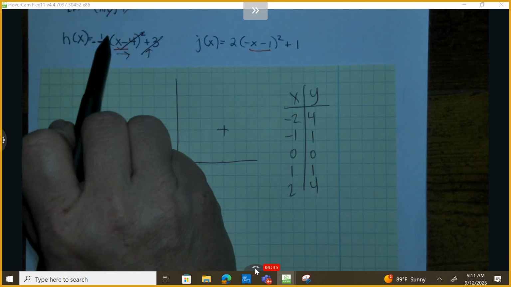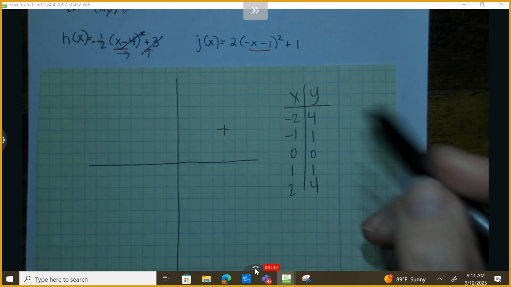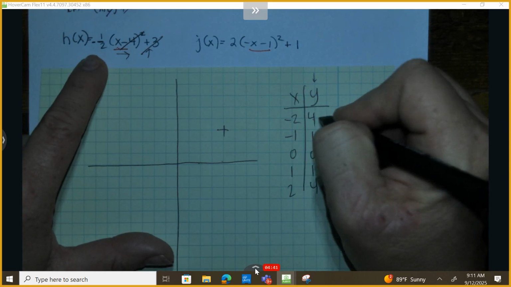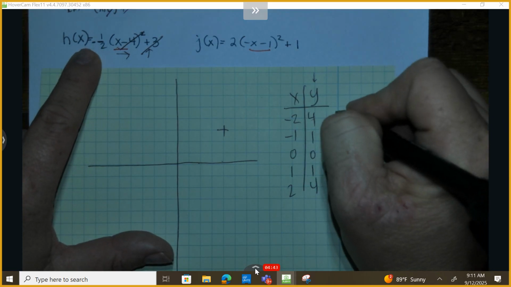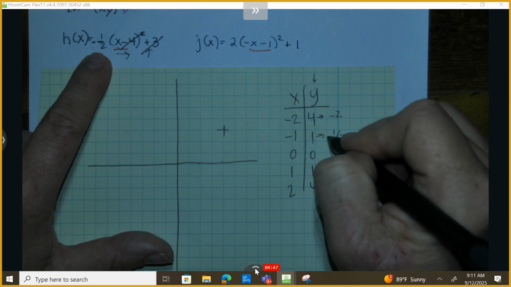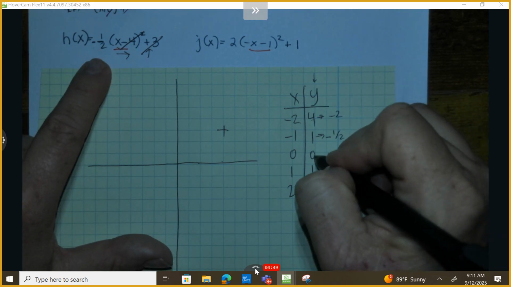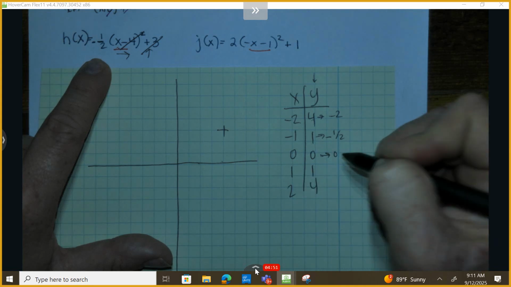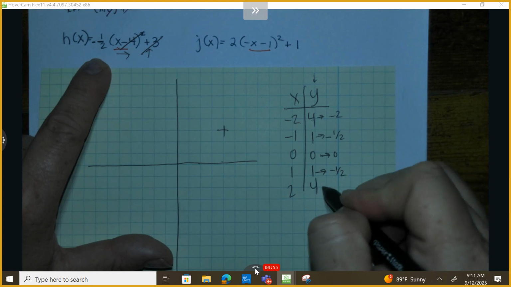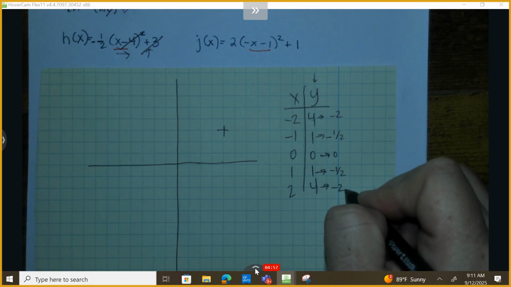Again, anytime we have a value directly in front of the parent function, we're going to multiply it by the y's. So 4 times -1/2. Well, half of 4 is 2, and there's a negative sign. Half of 1 is 1/2, and there's a negative sign. 0 is just 0, because 0 times -1/2 is simply 0. And then we have -1/2, and we have -2.